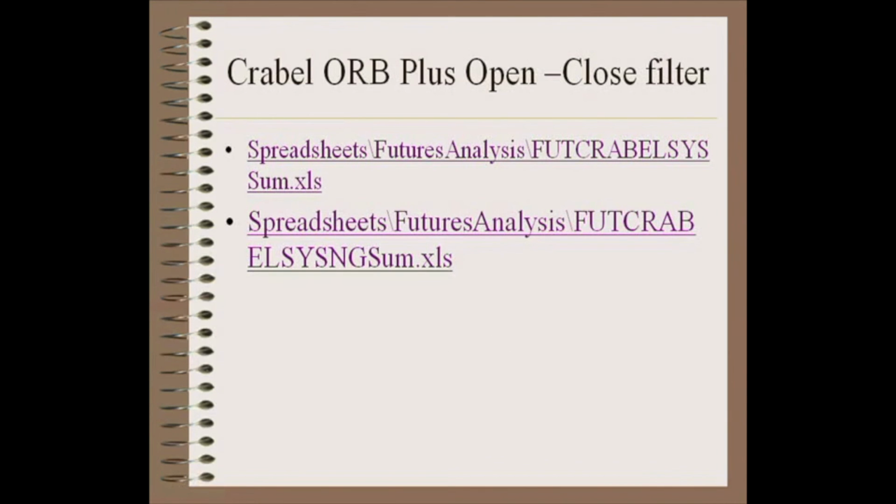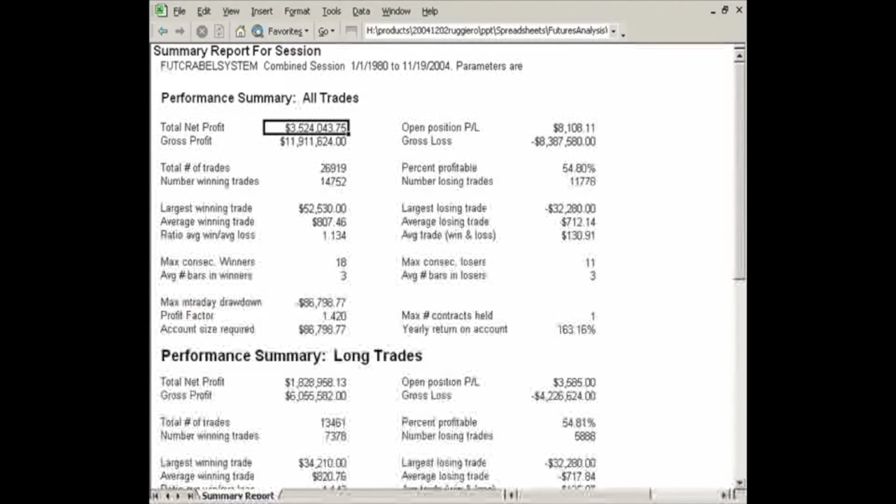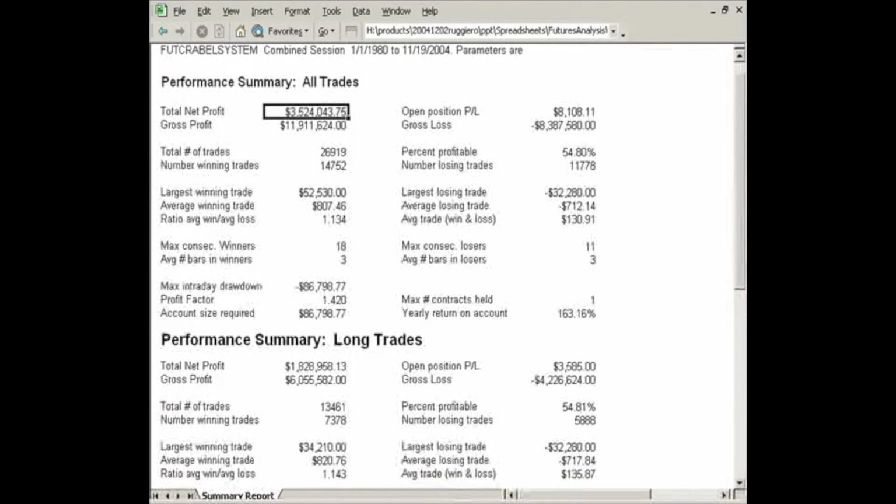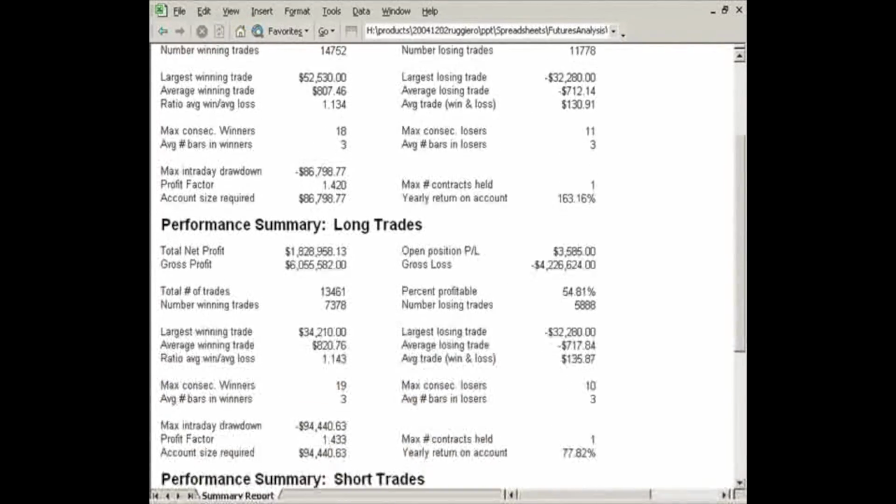Okay, let's look at the Crabel. Crabel's makes more than everything so far. I'm real happy I spent the time and actually read every paragraph in the book. $3.6 million, 26,000 trades, $86,000 drawdown, about $130 a trade. Winning percentage is about 54%. But $3.6 million, now think about what you could do in terms of adding filters when you're starting with those kind of numbers and those kind of trades.